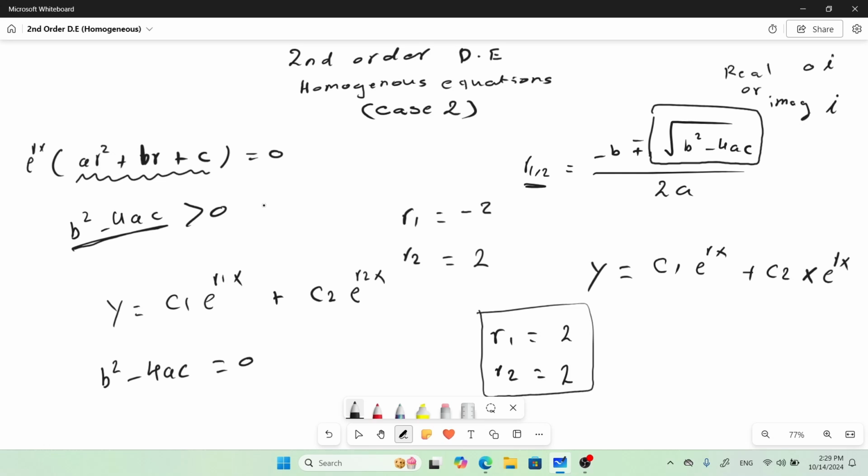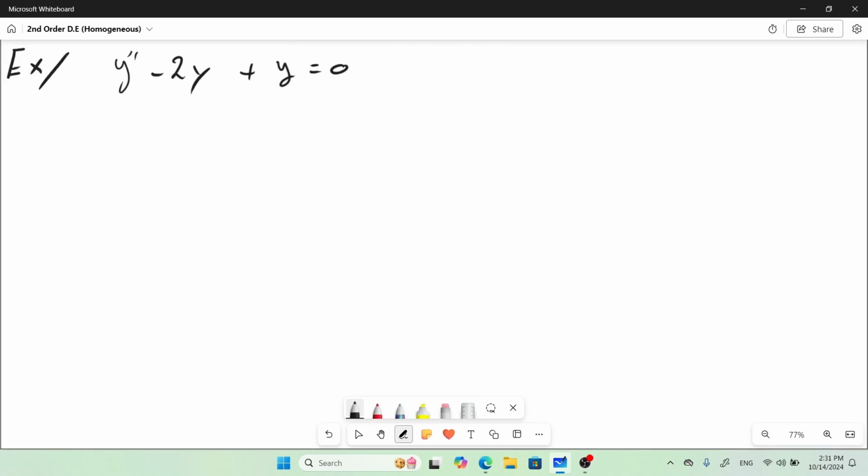In the last video we discussed case 1. This is case 1, and the one we discussed now is case 2. And now we'll move on to an example to make it more clear. Now we have the following example.